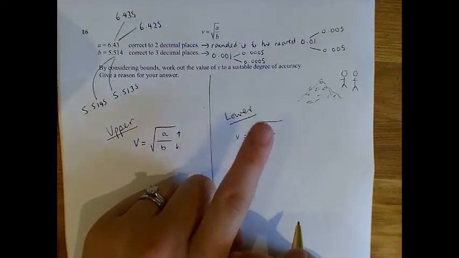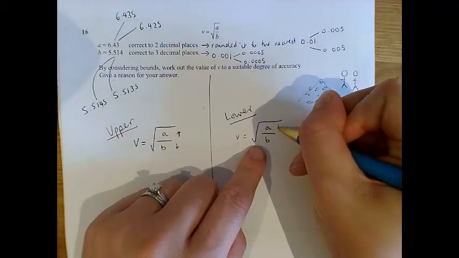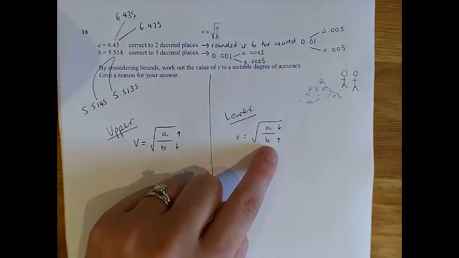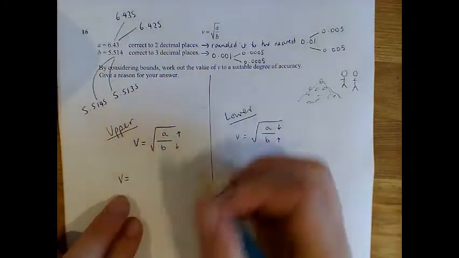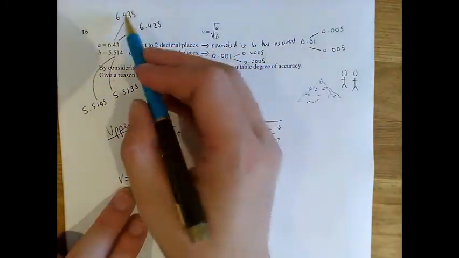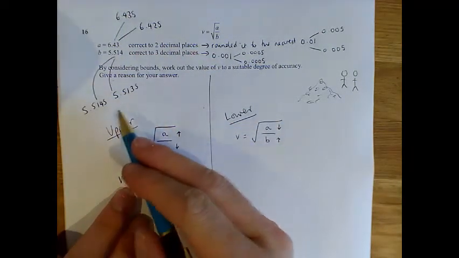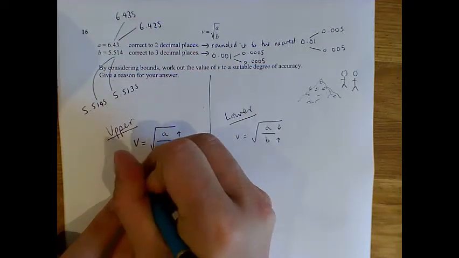Same with the lower. If I don't want very many sweets, then I want to start with as few sweets as possible and share them with loads and loads of people. So that's going to get me the lowest answer possible. So in that case, for the upper, V is going to be our biggest A, 6.435, divided by our smallest B, 5.5135, and then square rooted.